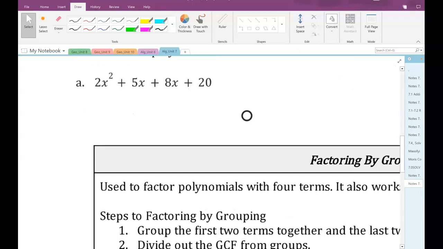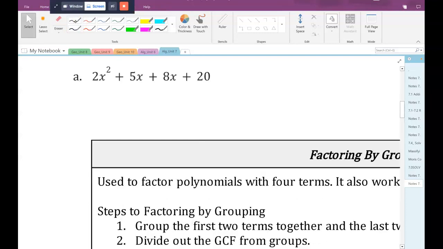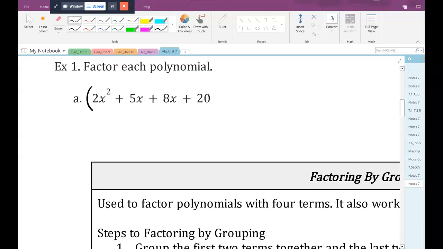So in the first example, we have 2x squared plus 5x plus 8x plus 20. And when we're factoring by grouping, we start by grouping. We group our first 2 terms together and then our next 2 terms together. So I'm going to group this 2x squared and this 5x together, and then I'm grouping these other 2 terms. So I'm making 2 groups of 2. And then within each group, I'm factoring out a greatest common factor.